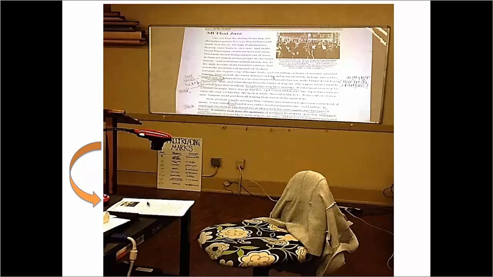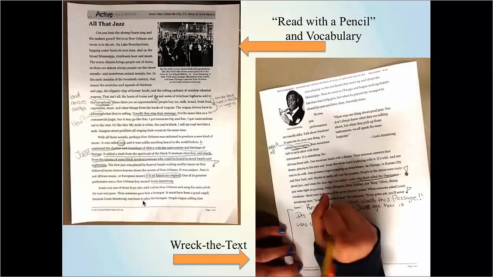This is how it looks in my classroom. I projected the reading onto the board. I also gave each student their own individual copy. Since the readings are great for close reading, I led the students in a few close reading activities. My students did 3 different activities with this reading. They used Read with a Pencil, Vocabulary, and Wreck the Text.